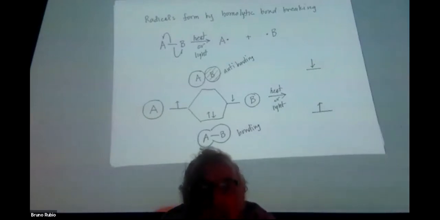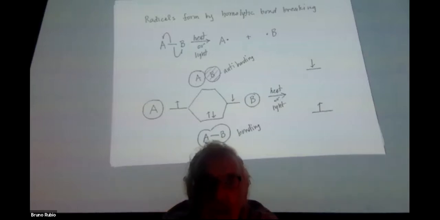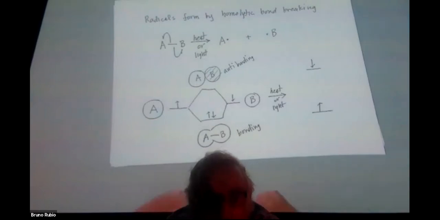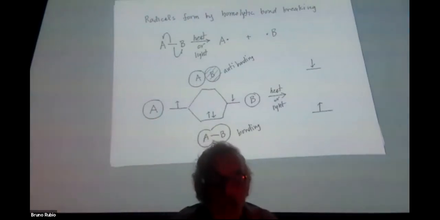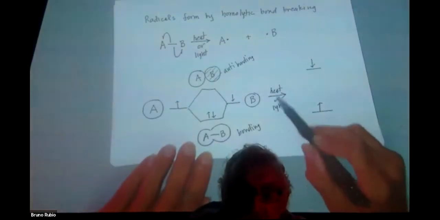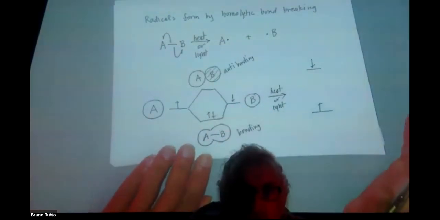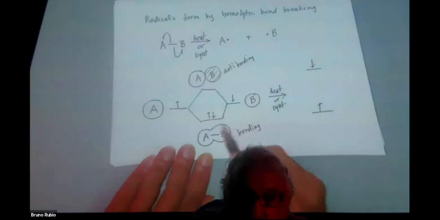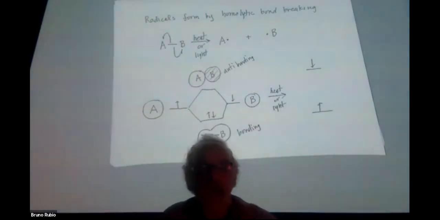And when we have as many bonding electrons as we have anti-bonding electrons, the bond is not stable. If we have more anti-bonding electrons than we have bonding electrons, the bond is not stable. So the addition of heat or light, the molecular orbital picture of this homolytic bond breaking, is that one of these electrons is promoted up to that higher level.